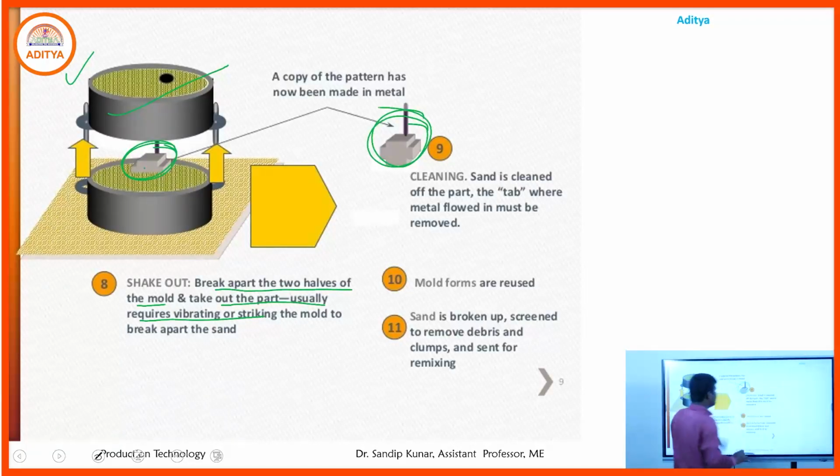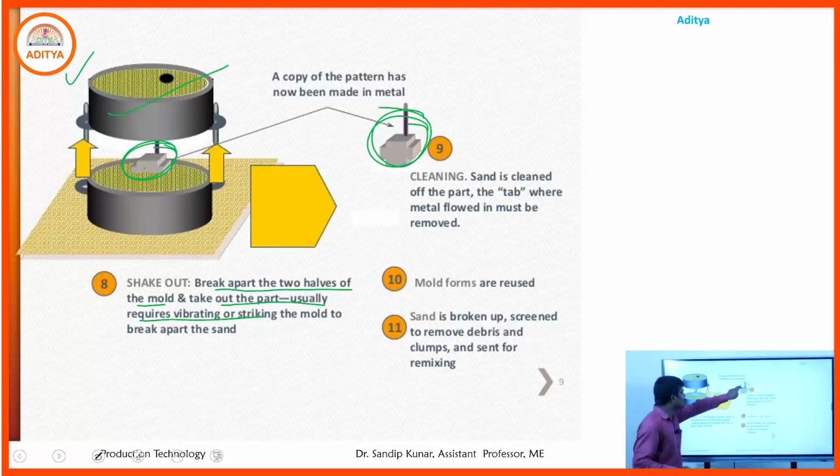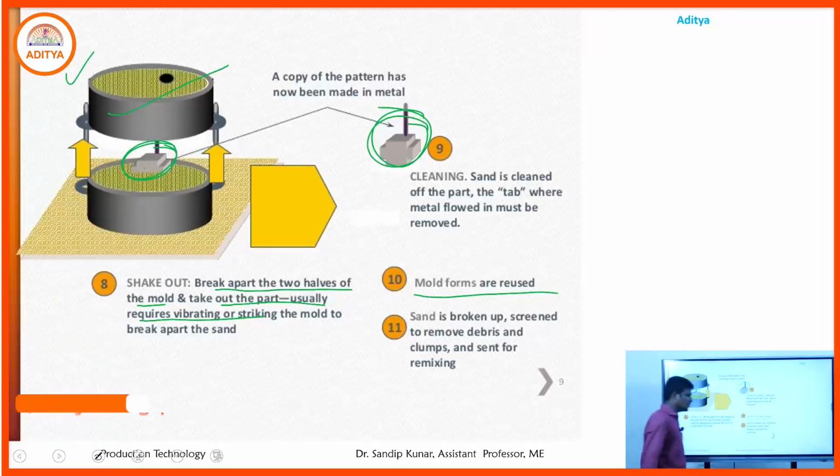And then the sand is cleaned. After taking out that part, we clean all the surfaces. If some parts stick to the pattern surface, those impurities will be cleaned by some machining process. Finally we inspect whether the generated product is good or bad. We measure some dimensions using some other devices to check whether the shape is good or not, and then finally the mold forms are reused.